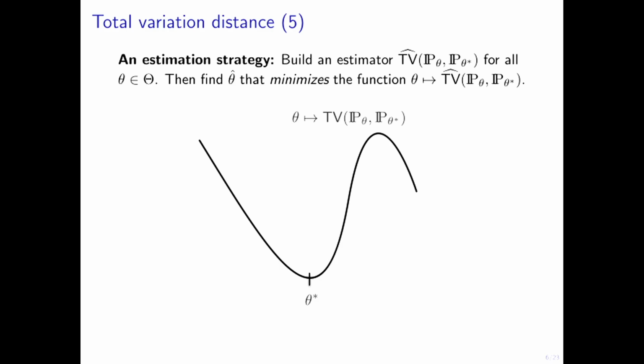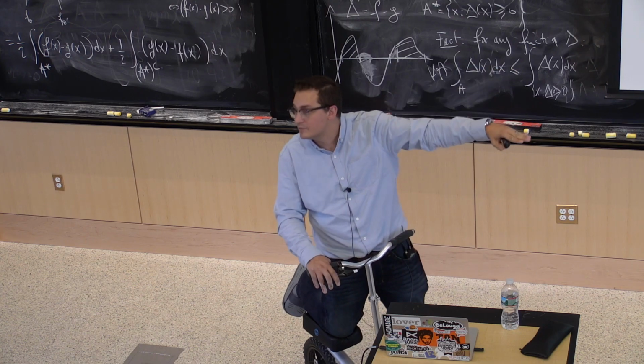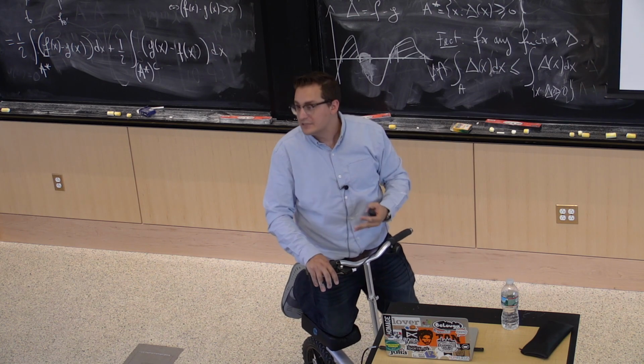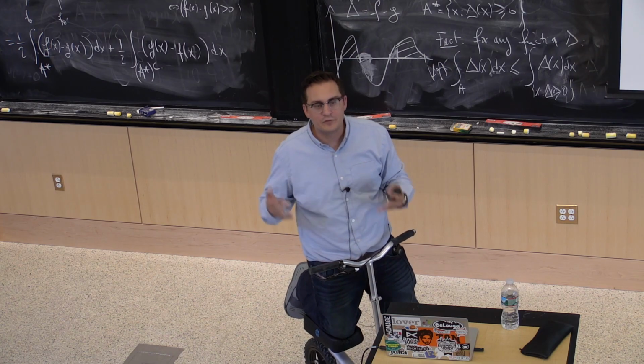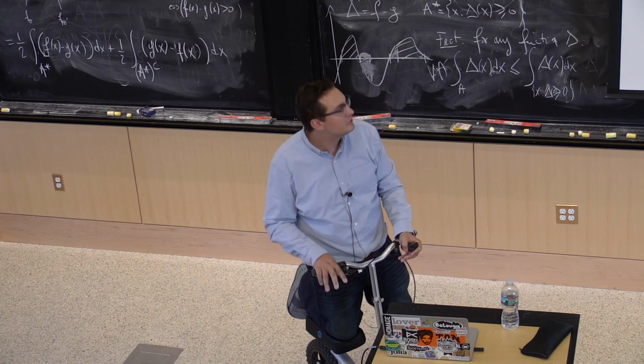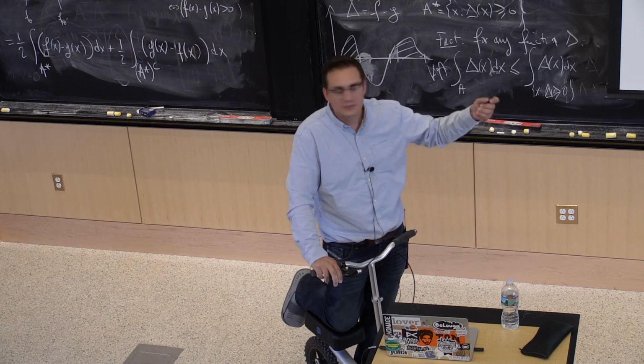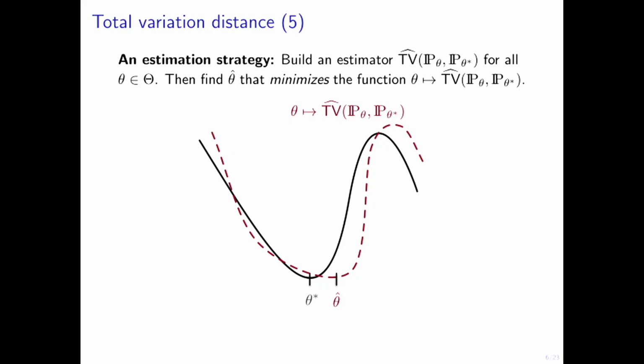This is my function that maps theta to the total variation between p theta and p theta star. I know it's minimized at theta star. That's definitely TV of p theta and p theta star, and the value here, the y-axis, should say 0. And I don't know this guy, so I'm going to estimate it by some estimator that comes from my data. Hopefully, the more data I have, the better this estimator is. And I'm going to try to minimize this estimator now. And if the two things are close, then the minima should be close. That's a pretty good estimation strategy.